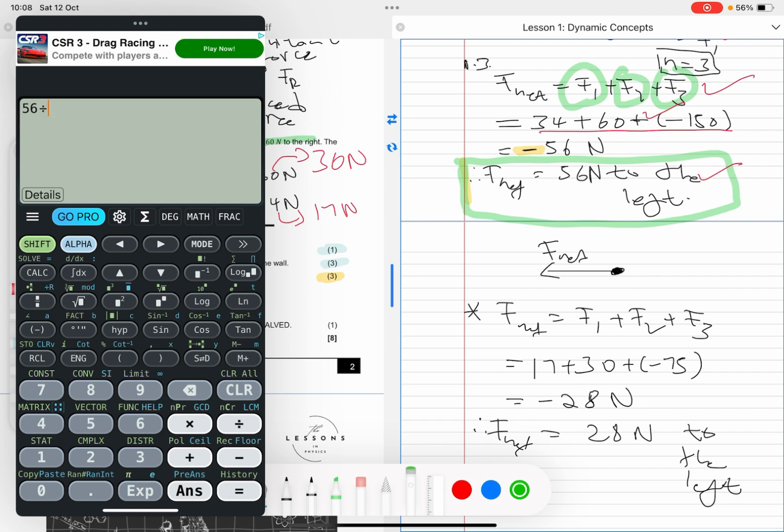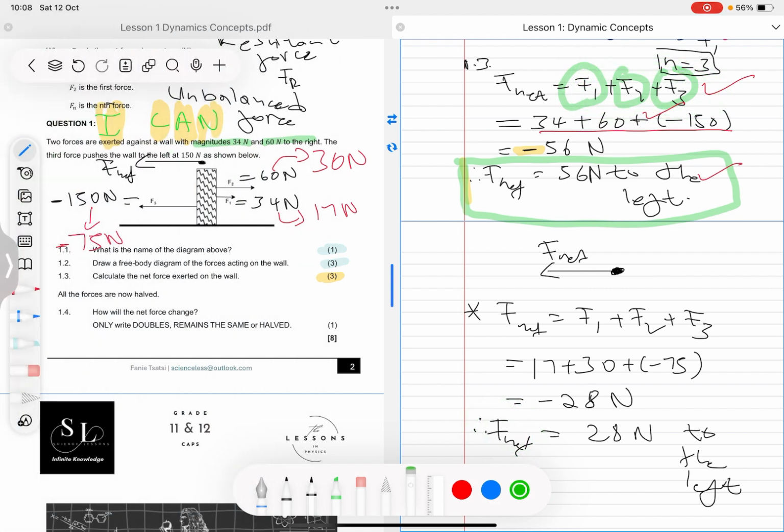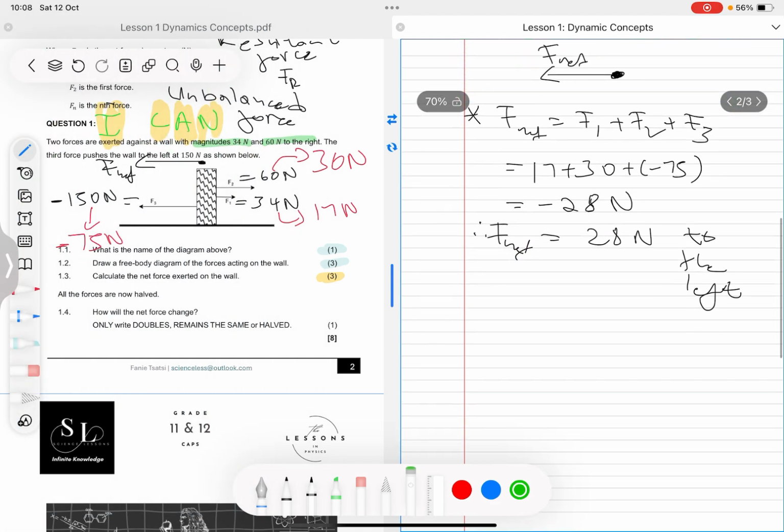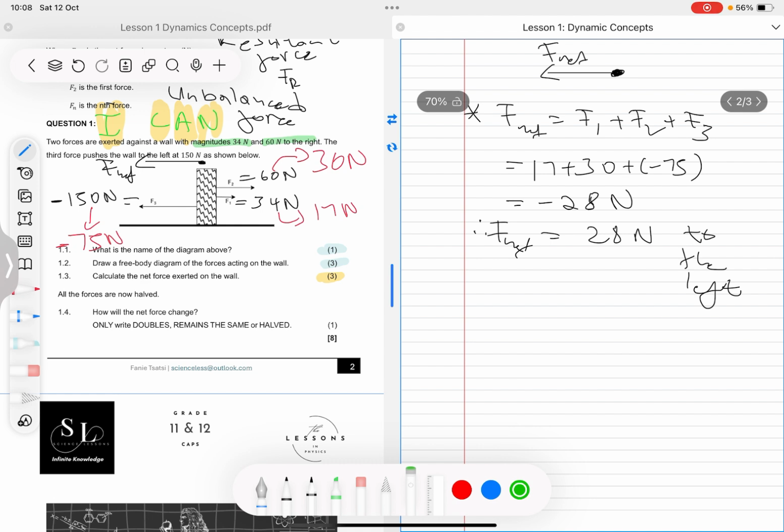56 divided by 2, or you can multiply it by 0.5, or you can multiply by 1 over 2, right? It gives you the 28 there. So this is indeed half the force. You can see that by halving all these forces, we also halve the net force. And that's how we know that our problem is right. And that's why they ask you these questions in your exams, because they're teaching you to judge if your answer is correct, if there are any errors.